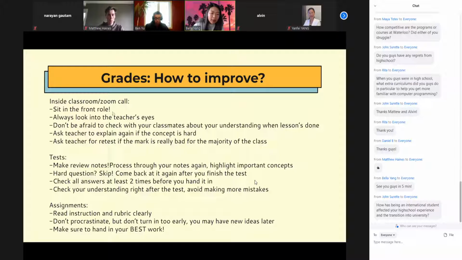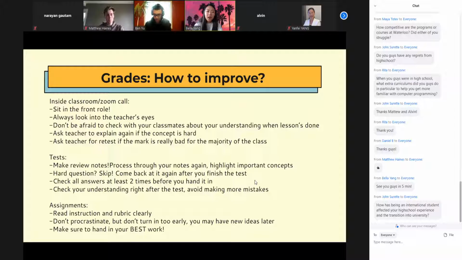So inside the classroom, remember to sit in the front row, always look into the teacher's eyes, and please don't be afraid to check in with your classmates about your understanding when the class is finished. And also ask your teacher to explain again if the concept is really hard to understand. And also ask the teacher for a retest if the mark is really bad for the majority of the class.